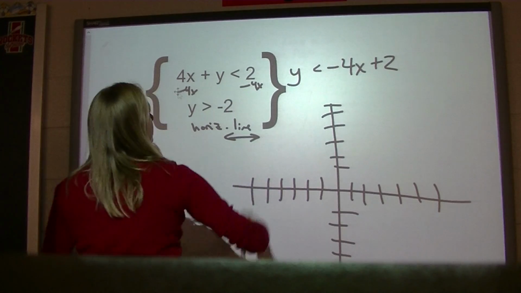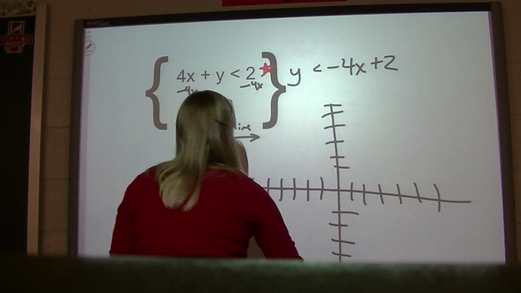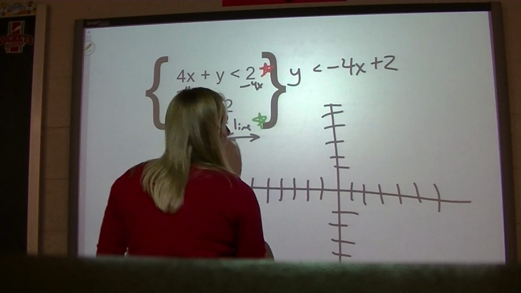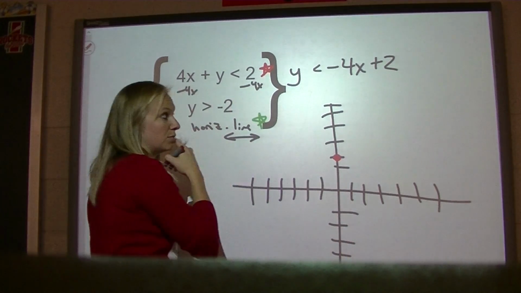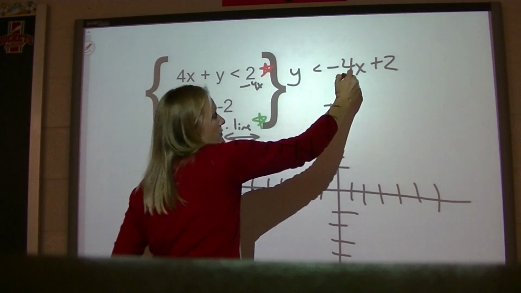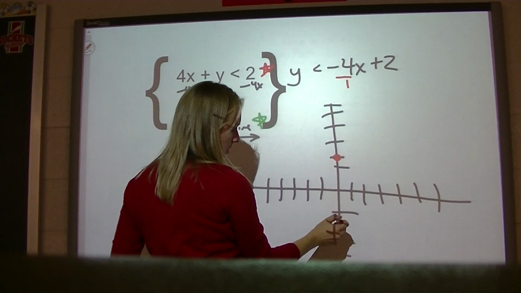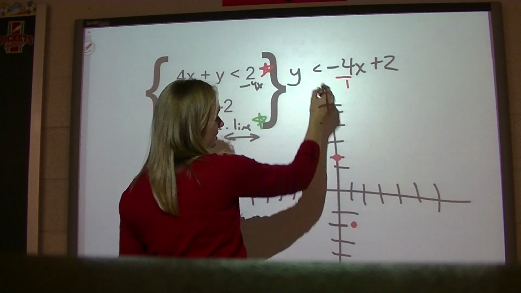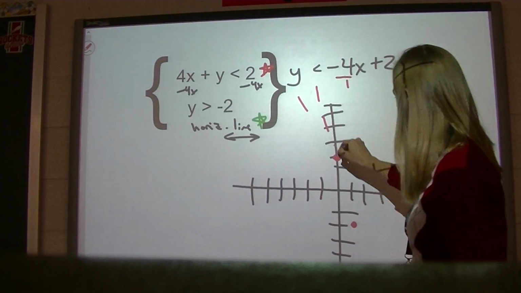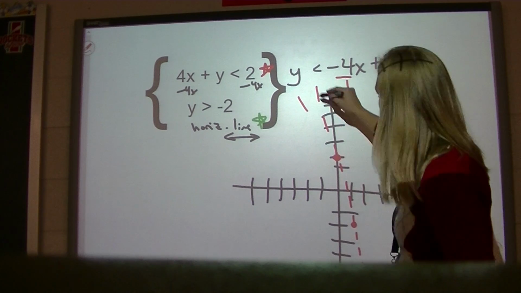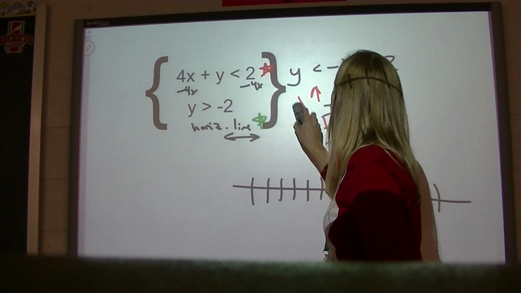I'm going to do the same, top in red, bottom in green. Okay, so here, let's graph that up 2, plot my point, and then use my slope, -4. It's going to be -4/1. I'm going to go down 4, and then to the right 1. And then this is a dashed line because it's just less than, oh, that's a bad angle. Okay, so there's my dashed line.